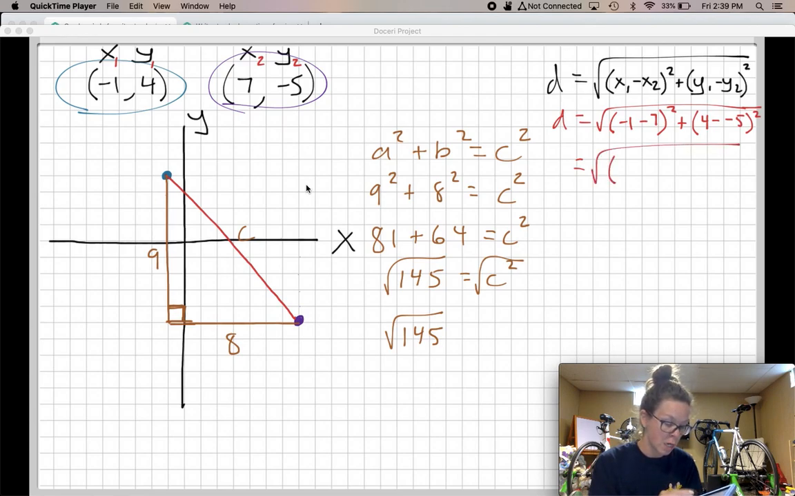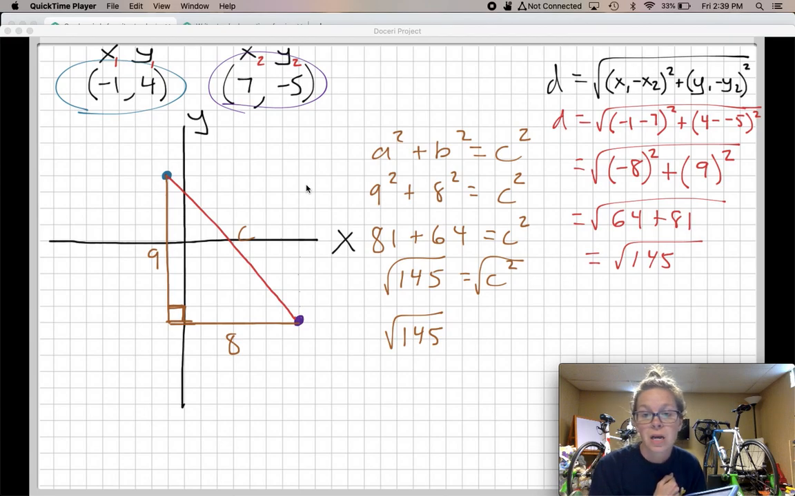So -1 and -7, that makes -8 in parentheses. If you're going to type this into a calculator, those parentheses matter. Now when I do 4 minus a negative 5, minus a negative I'm really adding, so that makes 9 squared. So this would be 64 and 81, and I get 145, and we get the same answer that we got the other way, but we do have to be extra careful with those negatives if we do this. This, again, is most convenient if you're actually given the coordinates. Otherwise, if you're given the graph, you have to pull the coordinates off the graph.